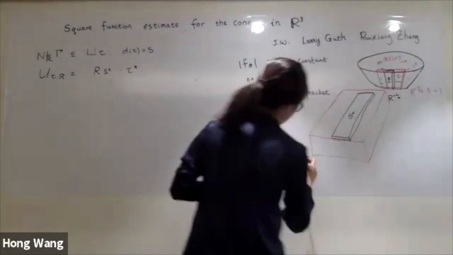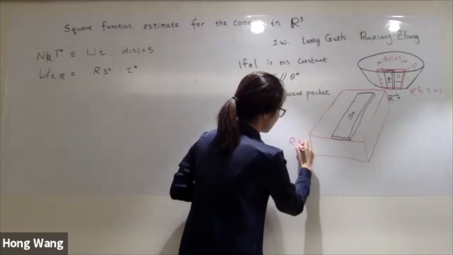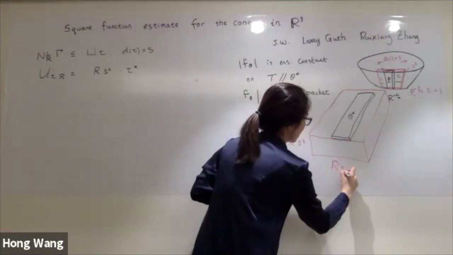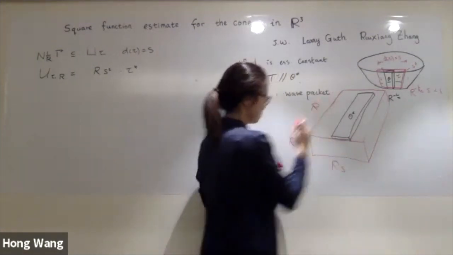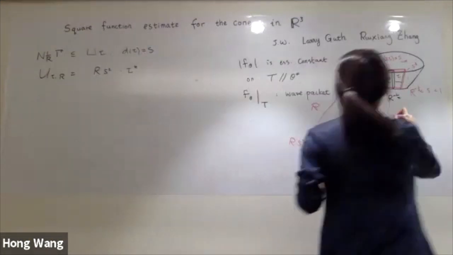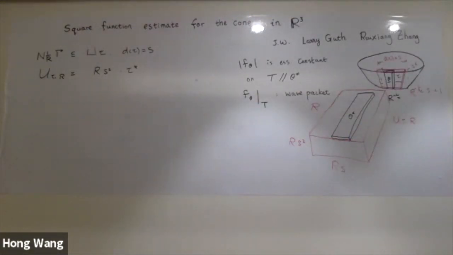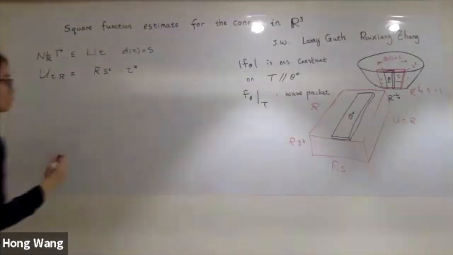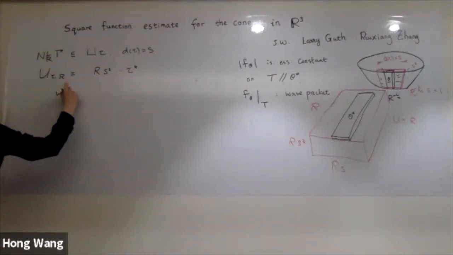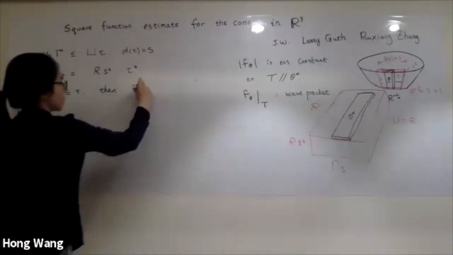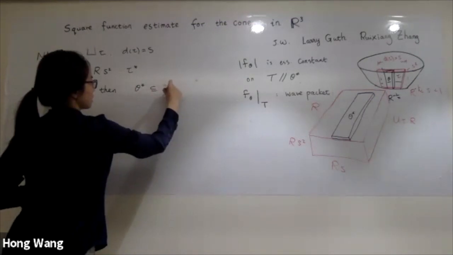So U tau R is a box of thickness R S squared and width R times S, of length R. So we organize our wave packets into the ones inside each box. And then in particular, if theta is contained in tau, then theta star is contained in U tau R.